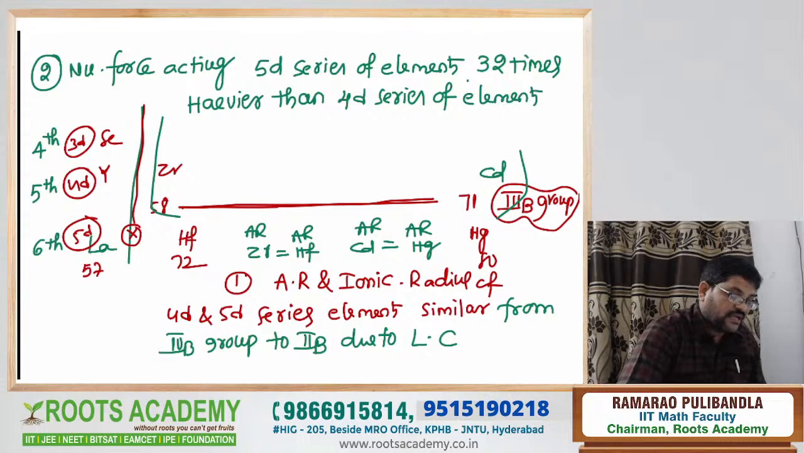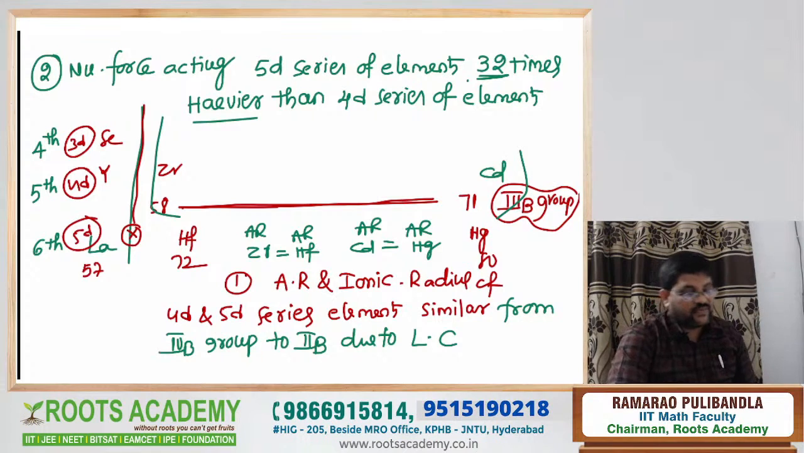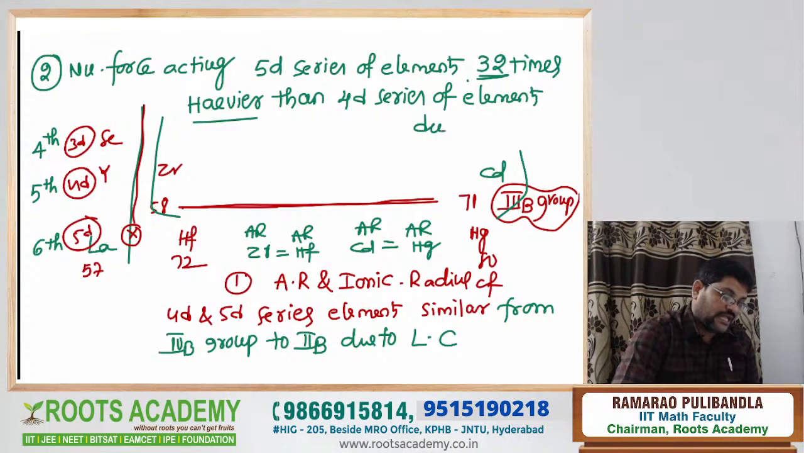4D series of the elements is 32 times heavier. That is the second consequence. Because of what? Due to Lanthanide contraction. LC means what? Lanthanide contraction. Understand what I am saying?